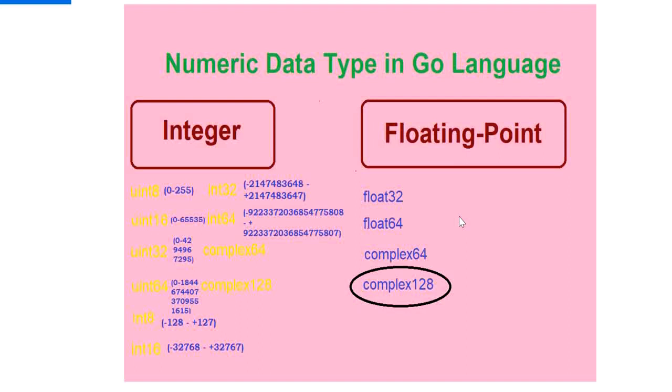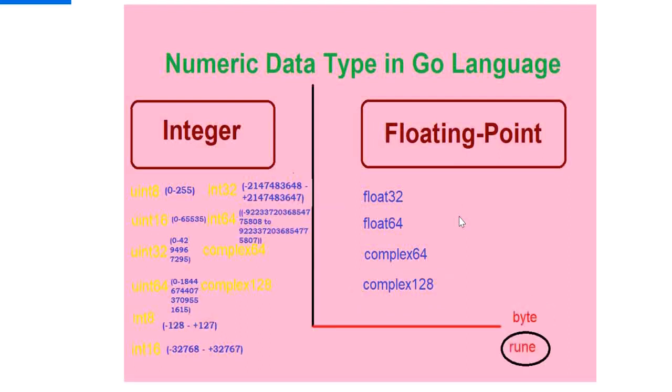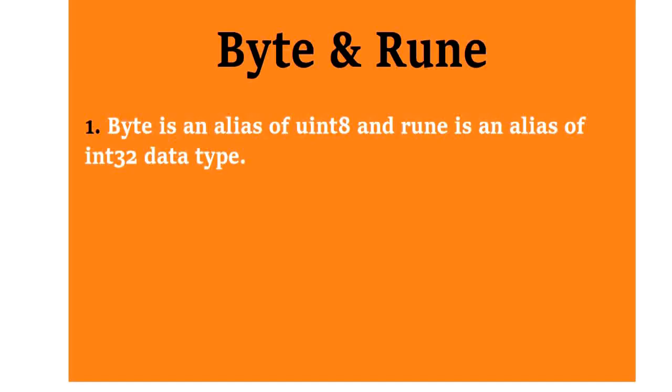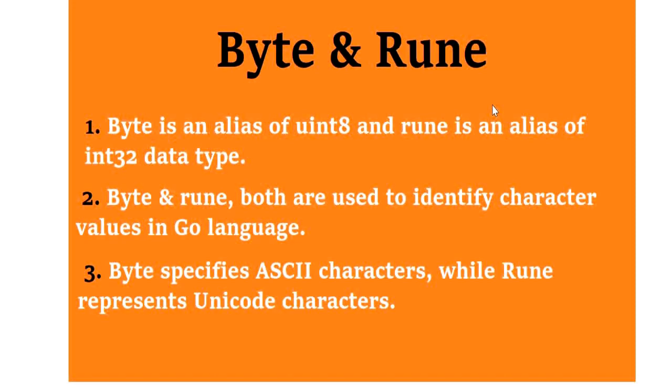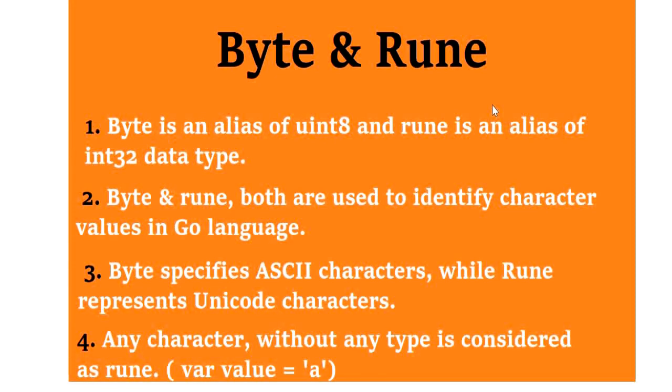Other than integer and floating point numbers, we have byte and rune in the numeric data type category. Byte and rune are both aliases of integer data types. Byte can be considered as an unsigned 8-bit integer and rune can be considered as a 32-bit signed integer. Byte and rune are both used to identify character values in Go language. Byte specifies ASCII characters and rune represents Unicode characters. Any character, if we are not declaring its type, is considered a rune.